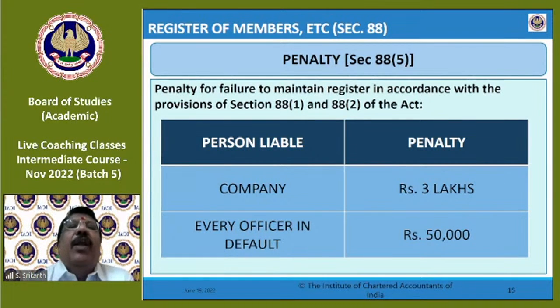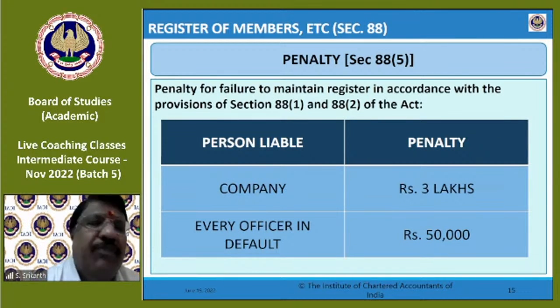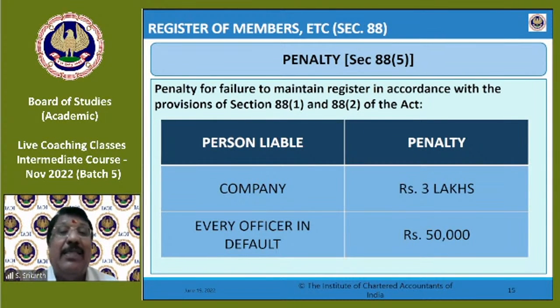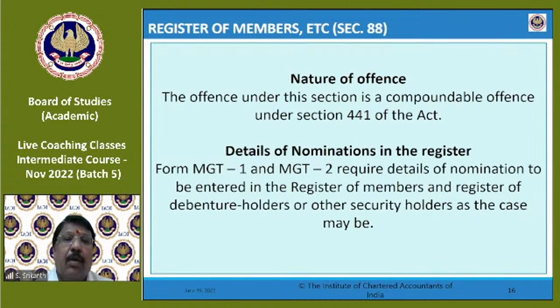Penalty for failure to maintain register in accordance with the provisions of 88.1 and 88.2. Company 3 lakhs, every officer in default 50,000. If the register of members is not maintained, it is a compoundable offense. I already mentioned this. You can go to the RD or the tribunal and say, sorry, we had not maintained it, now we are maintaining it. I will pay the compounding fee, please withdraw the prosecution. So that they withdraw it.